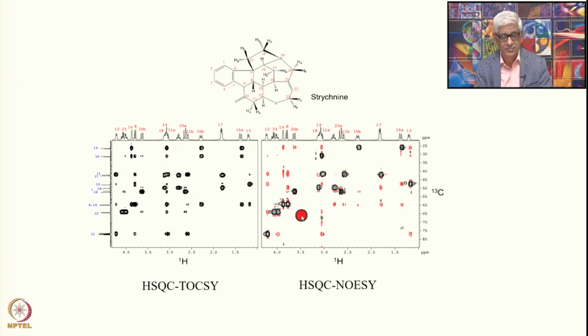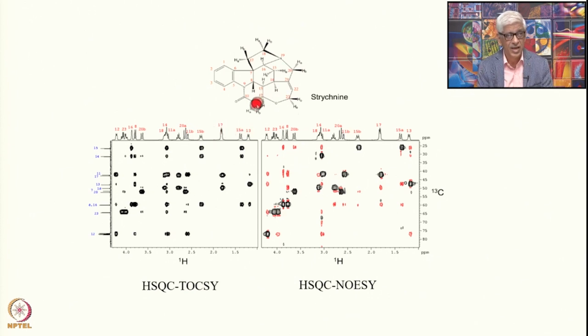Okay, what about this? You see you have the HSQC peaks which are black, and the NOESY peaks which are present here, these are appearing in red. The red means they are negative peaks. Why are these negative? NOESY, because this is a small molecule. You remember, in a small molecule which is less than a few hundred molecular weight, the tumbling is extremely rapid.